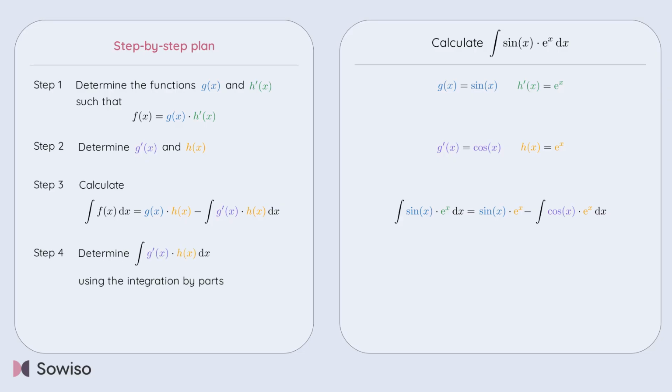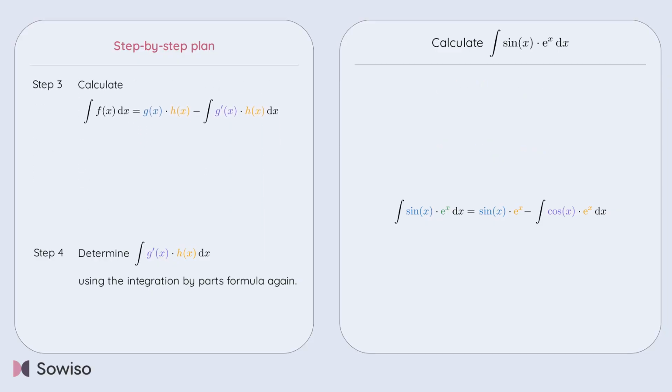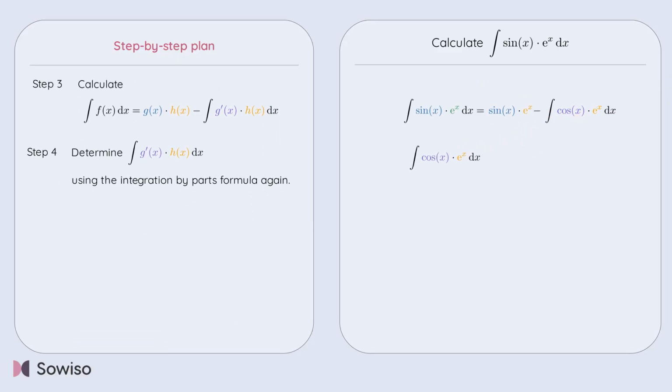Step 4. Determine the integral of g prime of x times h of x, given by the integral of cosine of x times e to the power of x. To do so, we need to use the integration by parts formula again. This time, we set g equal to cosine of x and h prime equal to e to the power of x. Then, we find g prime equal to minus sine of x and h equal to e to the power of x. Substituting these results, we obtain cosine of x times e to the power of x minus the integral of minus sine of x times e to the power of x.